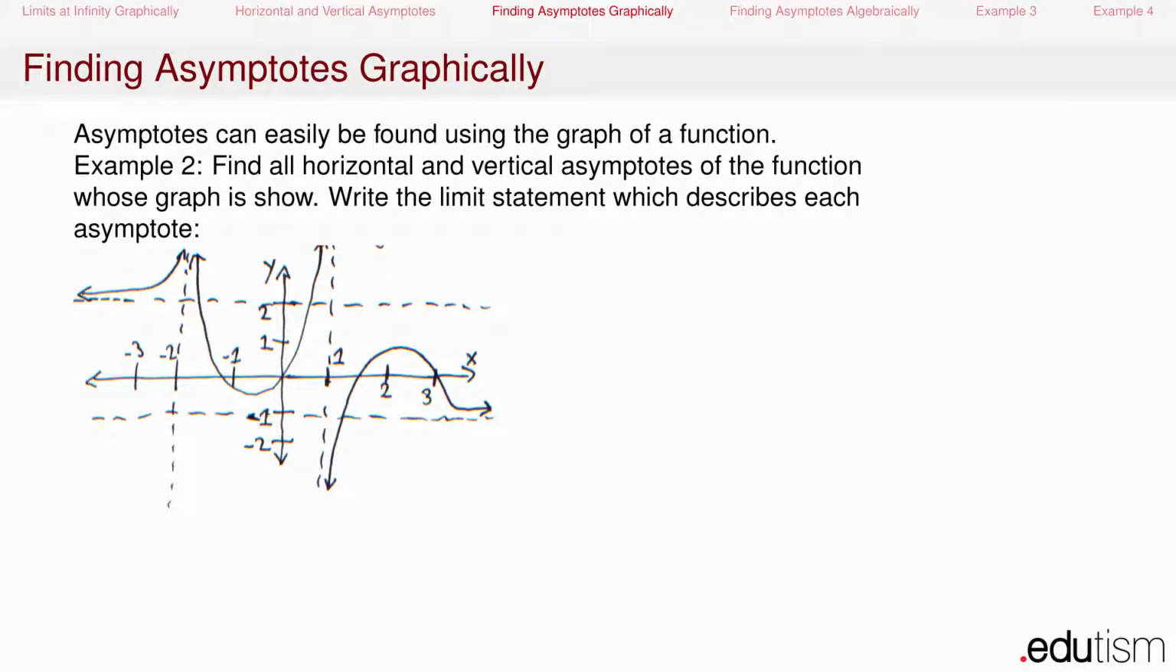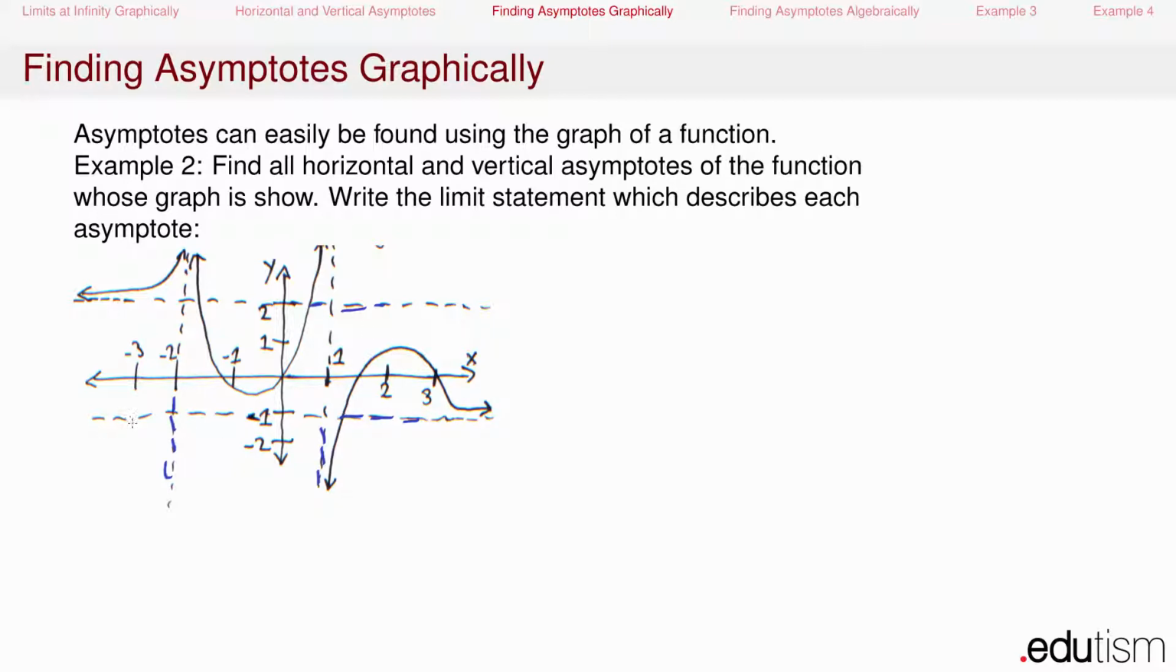To see what asymptotes look like, I'm going to show you a graph, and I'm going to show you how we can find those asymptotes and state them as limits using the graph. So here we've got a graph of a function. Now those dotted lines on the graph, like this dotted line here, and this dotted line here, and this one here, and this one here, are the asymptotes. Those four dotted lines are the four different asymptotes of this graph.